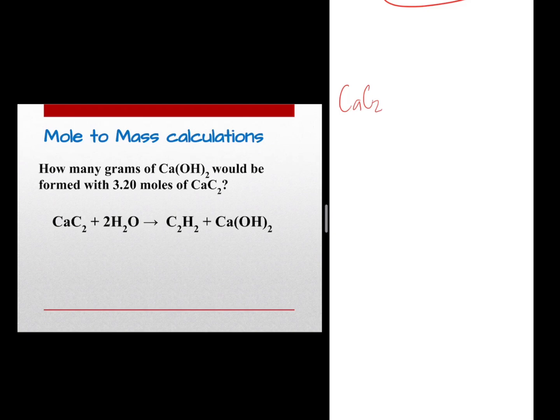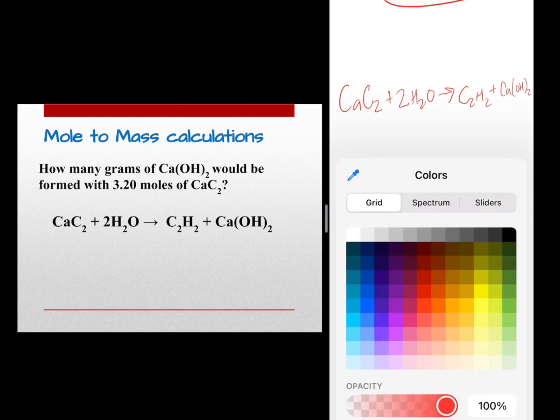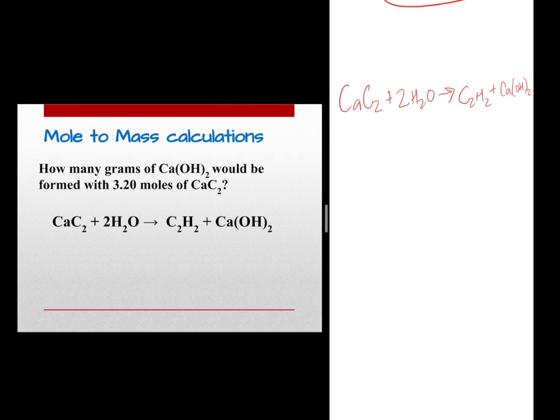I'm going to go ahead and write my equation out. I'm running out of room here. CaOH2, okay. All right, how many grams of CaOH2, so X grams, question mark, would be formed with 3.2 moles of calcium carbonate. So make sure your units on the top and bottom match. So if I have moles on the left, I'm going to bring down moles. There's not a coefficient, so it's a 1.